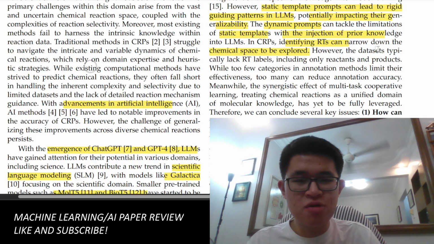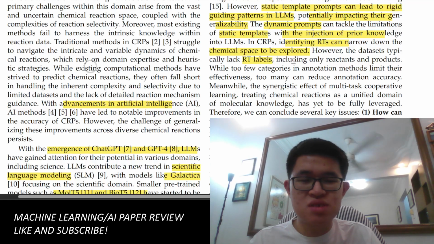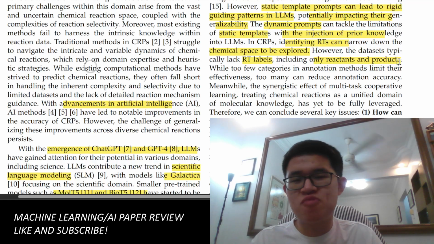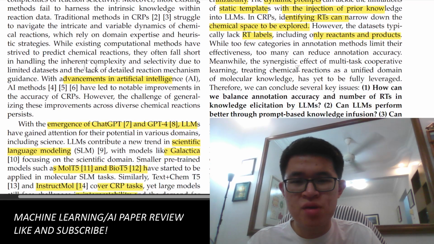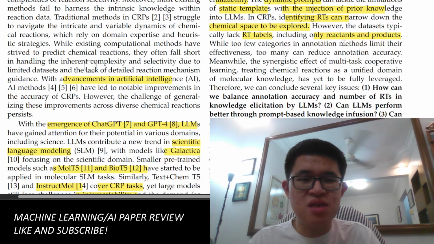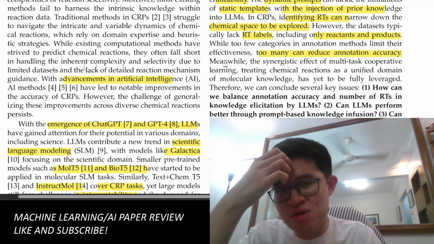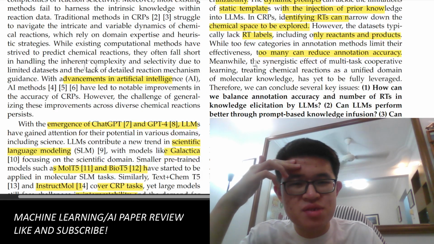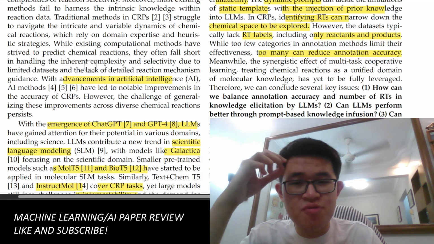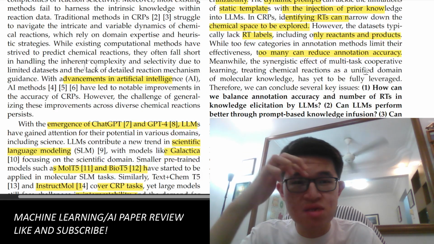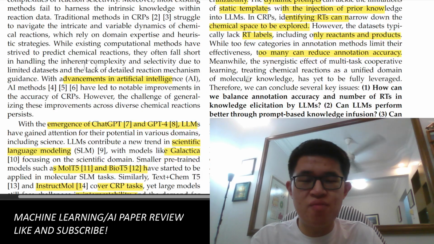However, the data sets typically lack reaction type labels, including only reactants and products. True. While too few categories in annotation methods limit their effectiveness, too many can reduce annotation accuracy. Okay, too many categories can be bad too. The synergistic effect of multitask cooperative learning, treating chemical reactions as a unified domain of molecular knowledge, has yet to be fully leveraged.